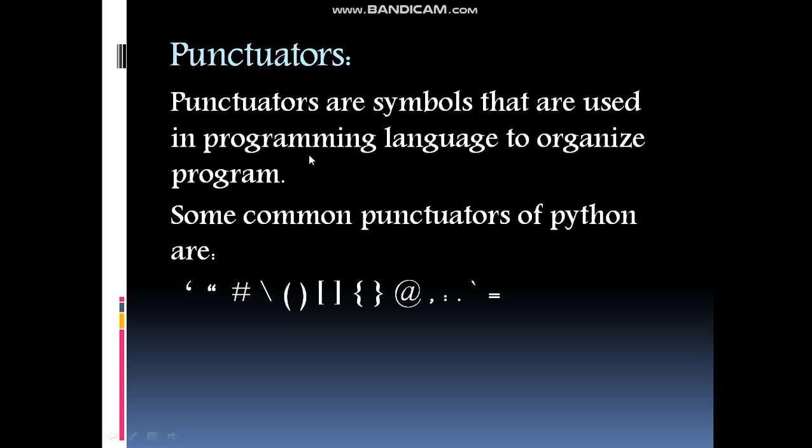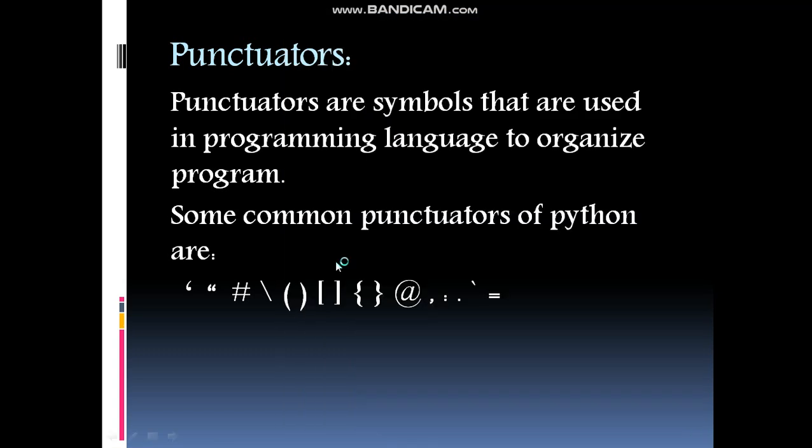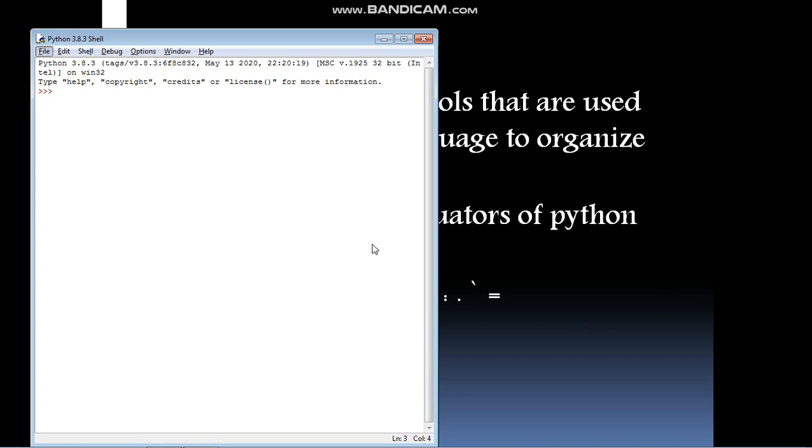For these, certain rules are there, certain symbols are there to represent it. So these symbols are known as punctuators. Now the general definition of punctuators is that punctuators are symbols that are used in a programming language to organize the program. If you know other programming languages, like Java or C, you know that after each and every instruction we have to end with a semicolon. But in Python we don't use a semicolon. Here, for example, we are using comma, double quotation, or single quotation. These are all forms of punctuators.